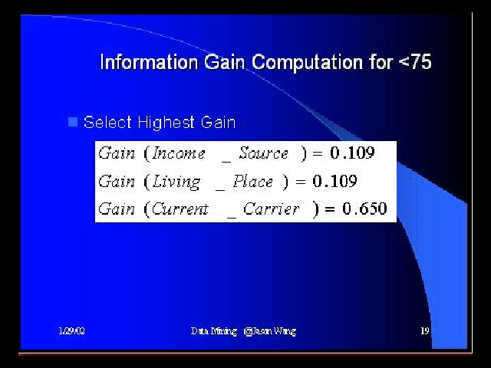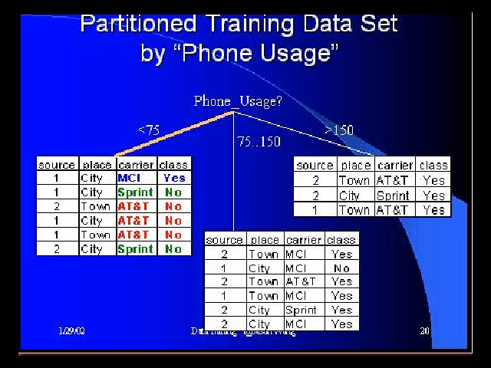Louder, please. Current carrier has the highest information gain. Therefore, we choose this attribute to branch on in constructing the decision tree. So we look at the current carrier. There are 3 possible choices. The current carrier could be MCI. For this current carrier, the class is yes, based on my training data. When the current carrier is Sprint, then the class is always no. When the current carrier is AT&T, the class is always no, based on my training data here.